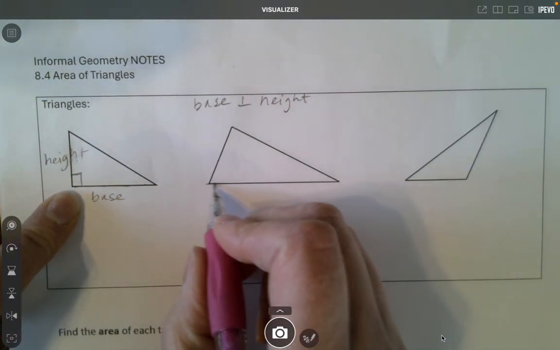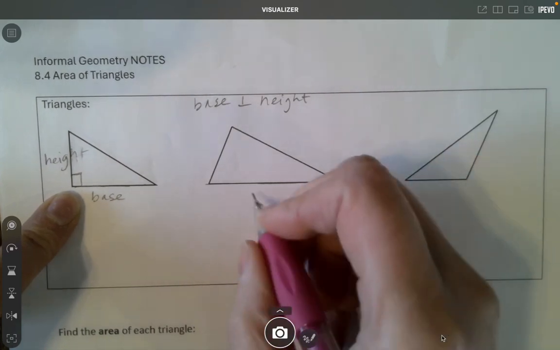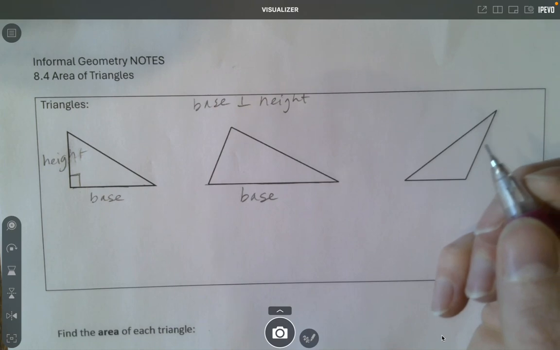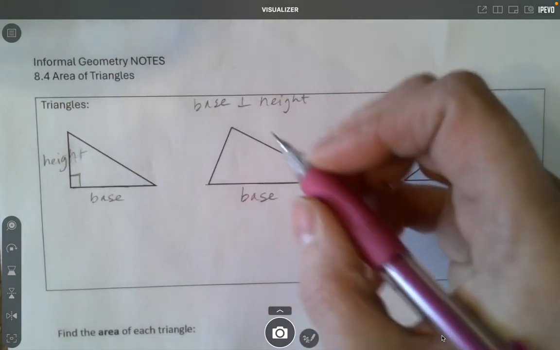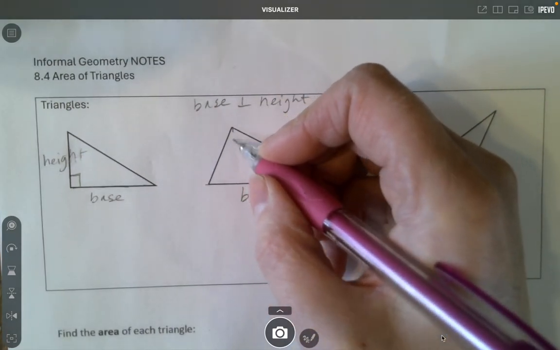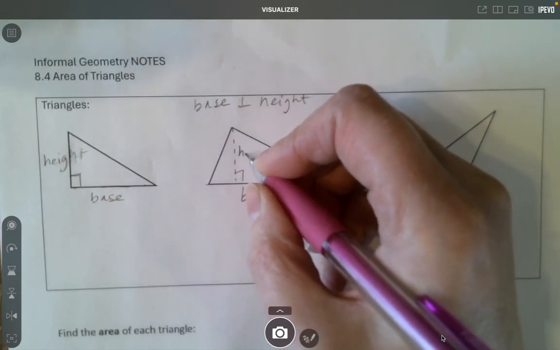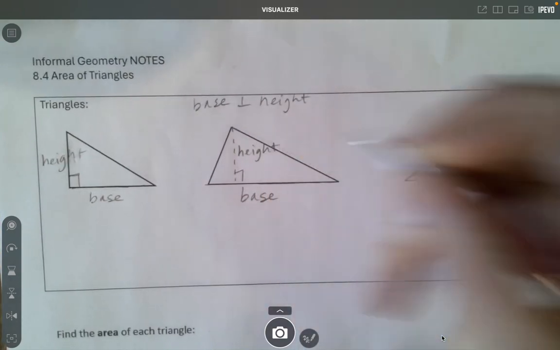So on the next one, this is going to be the base of my triangle again, but the height needs to measure how tall the triangle is. So it has to start at the top and it needs to connect to the base and it needs to form that right angle. So we're going to go ahead and dot that in. So my height would look like this on the second one.